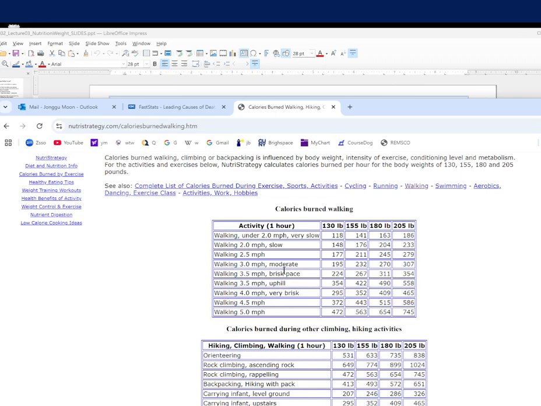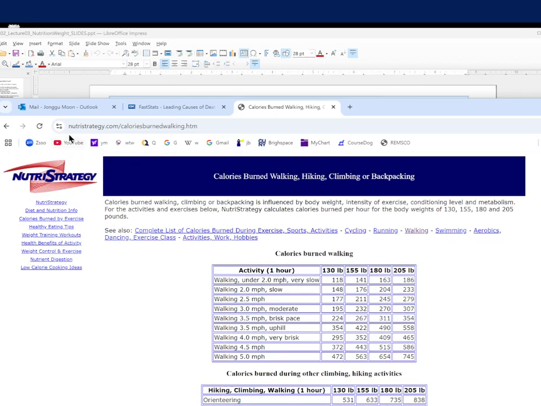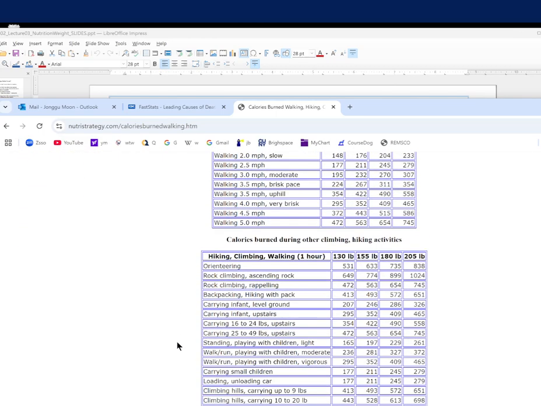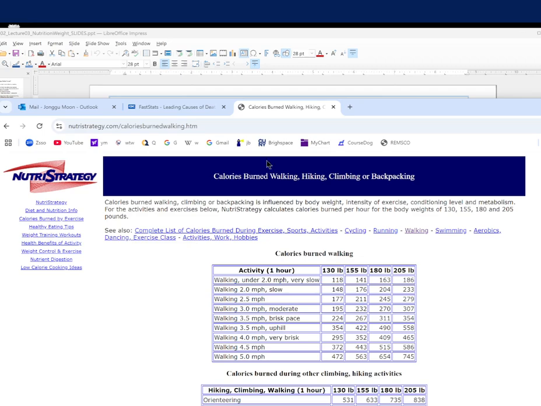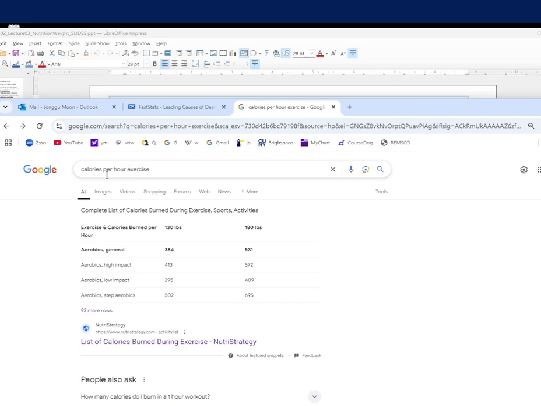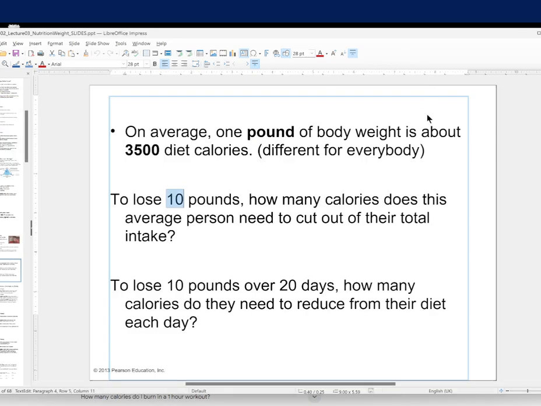So what about a moderate speed, 3 miles per hour? So it's an hour and a half. 400 calories is an hour and a half of walking. If this website is correct. I have no idea how accurate these numbers are, but you got the idea now. So how did I get here? I just started with calories per hour of exercise.